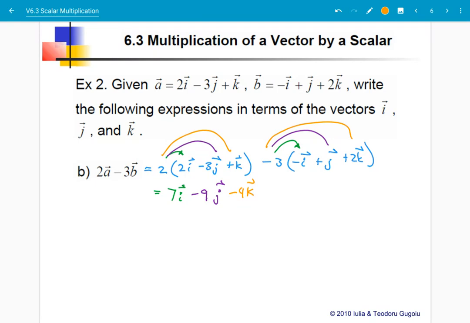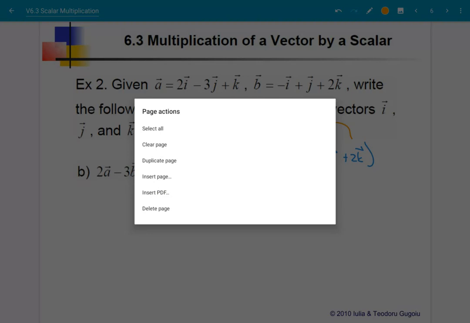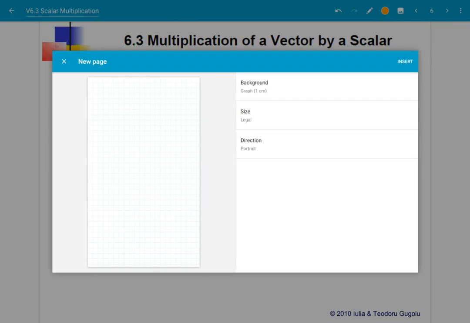And in the next video, I'll explain the special meaning for i, j, and k. So you might need a little extra space. I'm going to add a page in right now, and I'll show you on the next video.